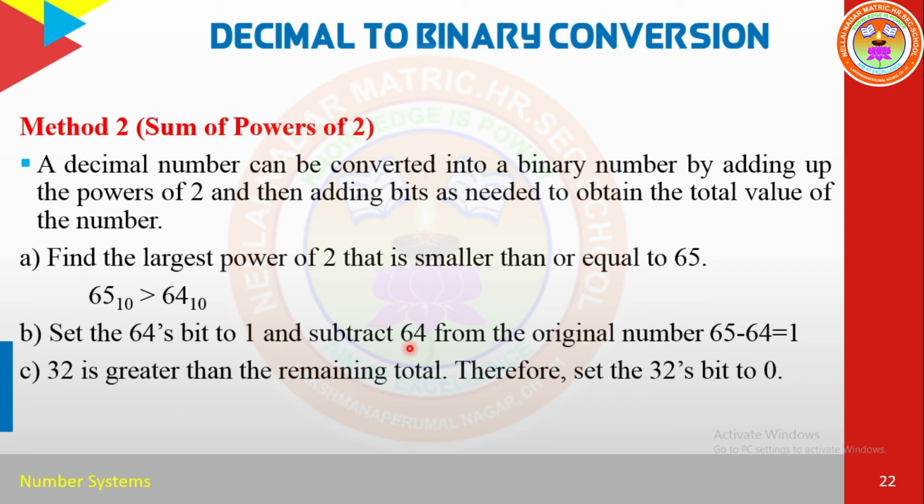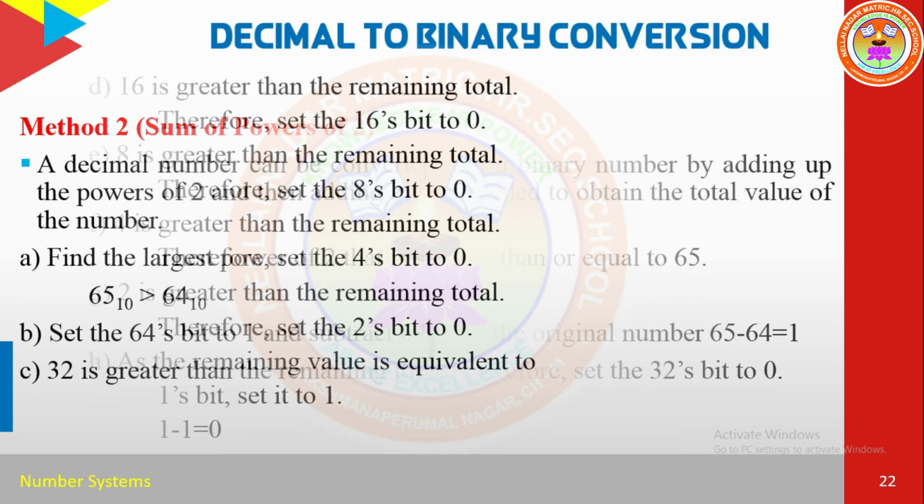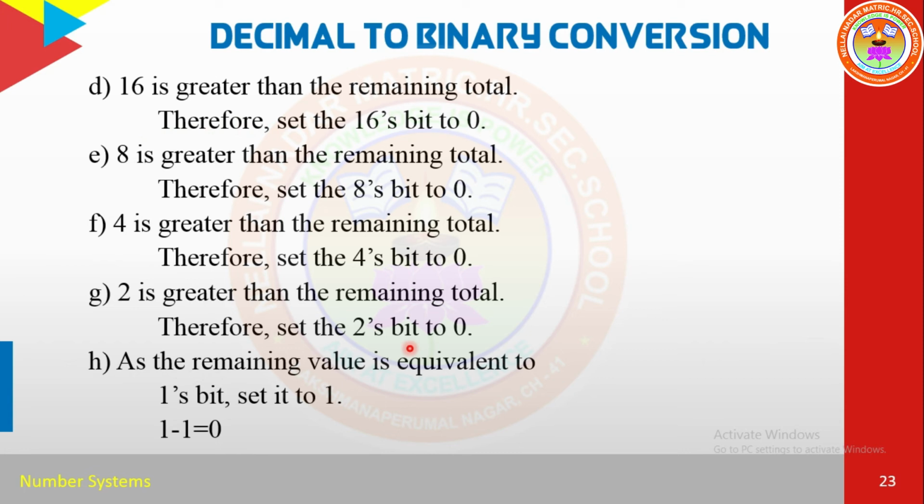32, it is 0. The next one, 16, we will check: it is greater than the remaining total, which is 1. So it is also 0. The next one is 8. It is also greater than the remaining total 1. So that's why we are setting 0.